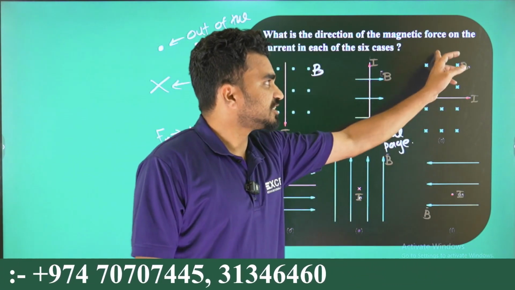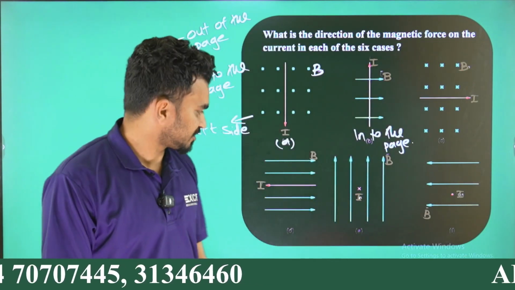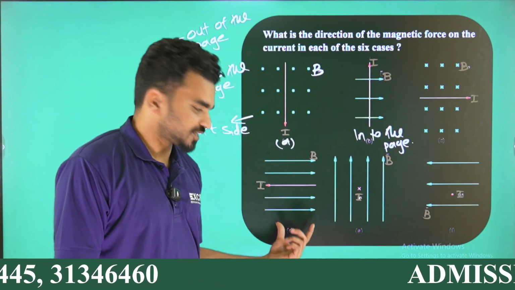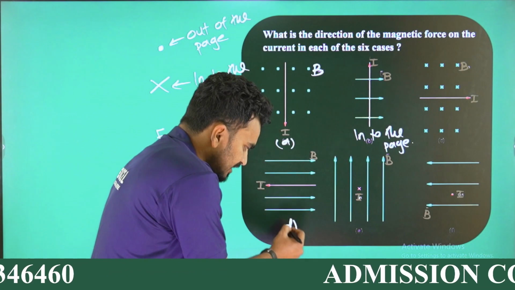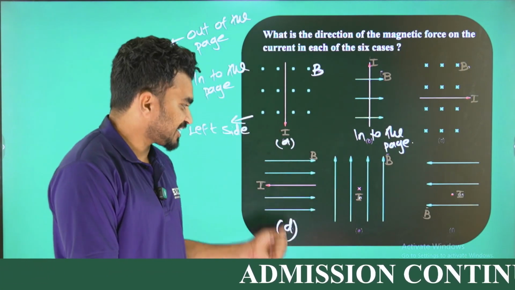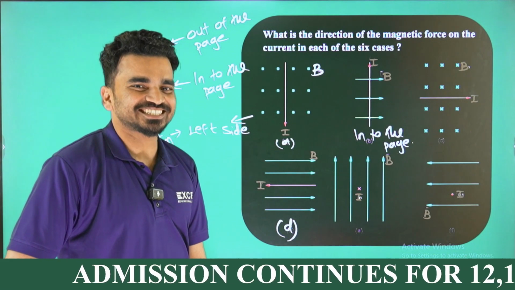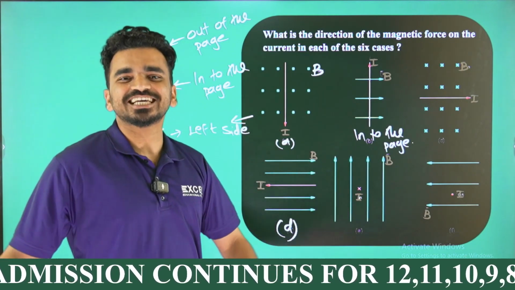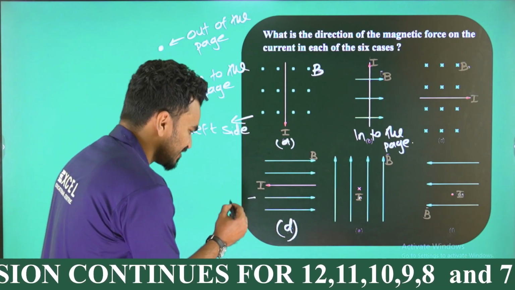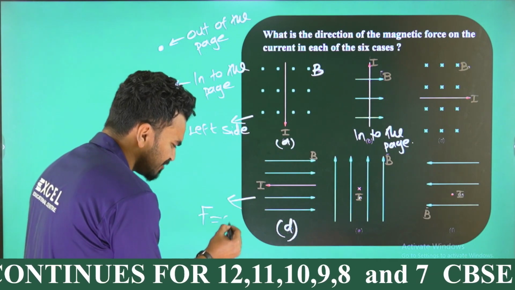And you just try this one, okay? Self-try, that third one. What about this one? I'm doing this one also for you. The figure D, what will be the magnetic force direction? You are struggling, right? There is no force in figure D. Why is there no force in figure D?